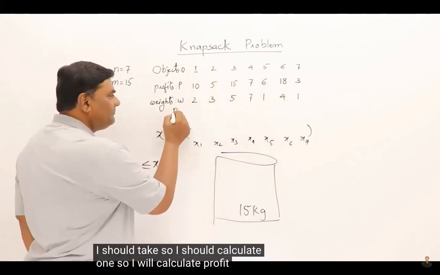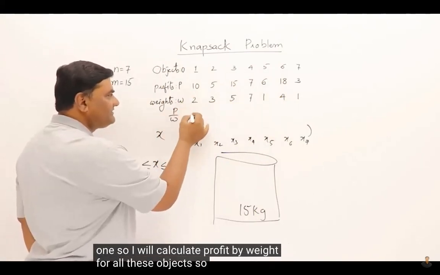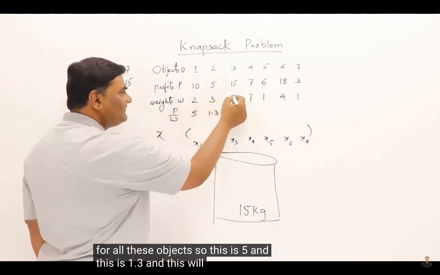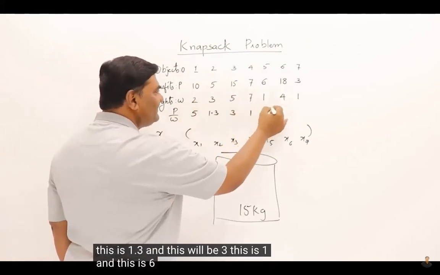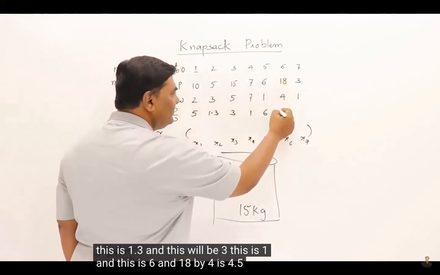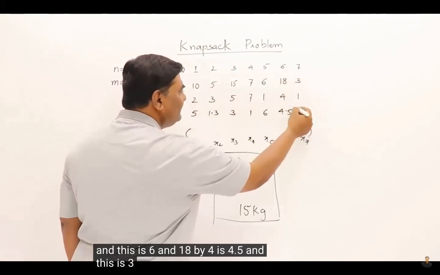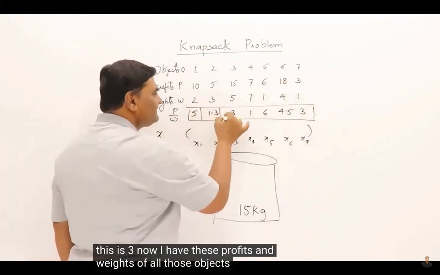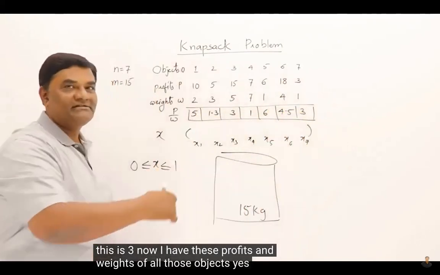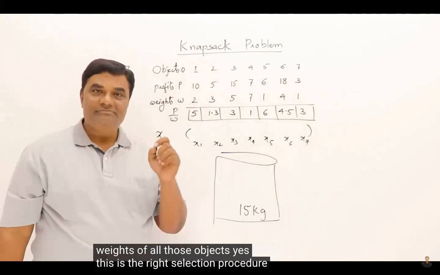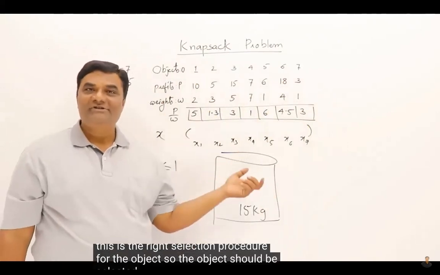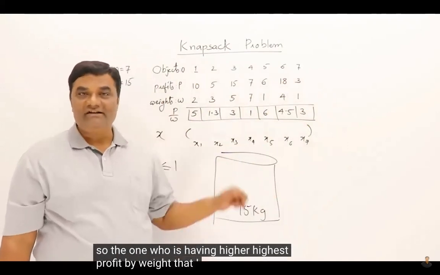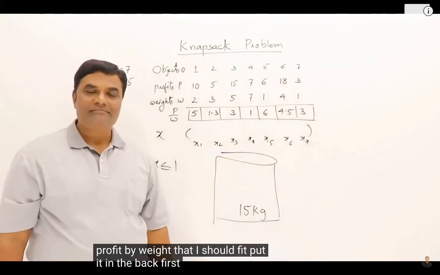So I will calculate profit by weight for all these objects. So this is 5 and this is 1.3 and this will be 3. This is 1 and this is 6 and 18 by 4 is 4.5 and this is 3. Now I have these profits and weights of all those objects. Yes, this is the right selection procedure for the object. So the object should be selected based on their profit by weight. So the one who is having highest profit by weight, that I should put it in the bag first.